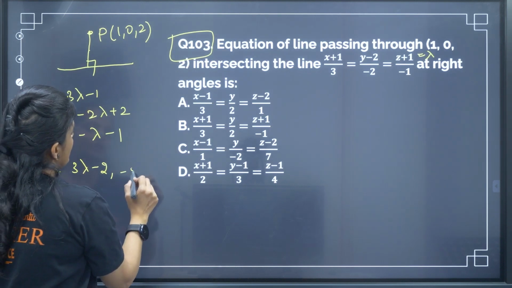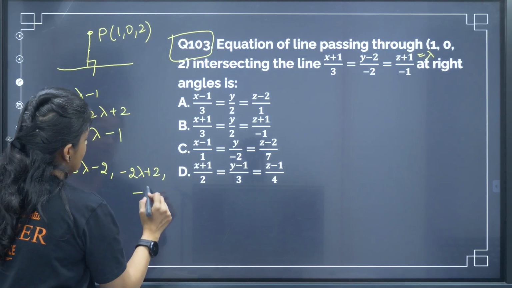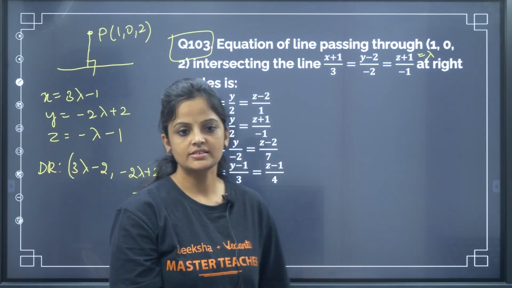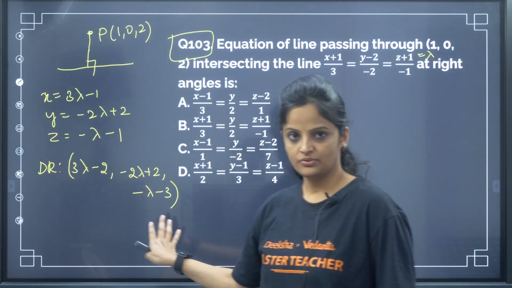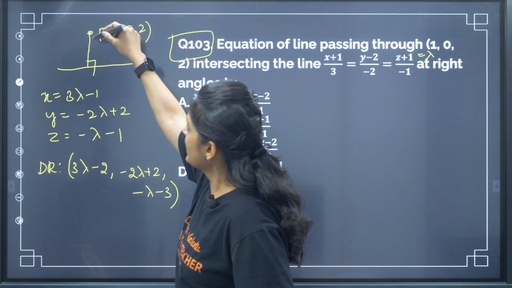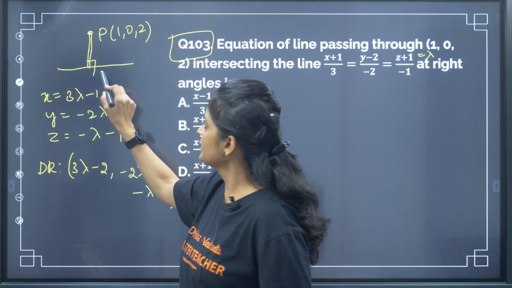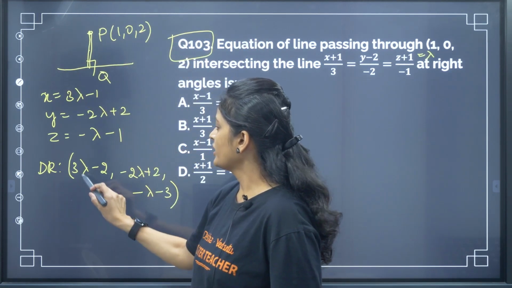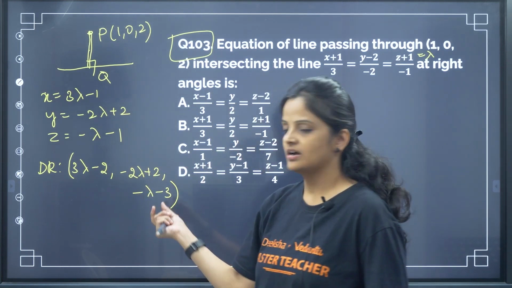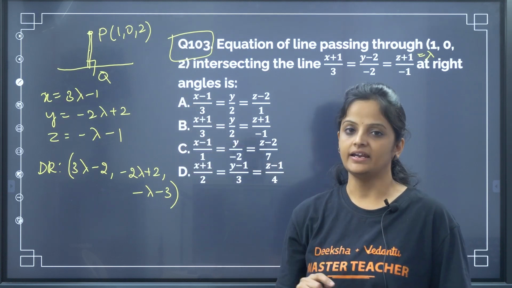Minus 2, minus 2 lambda plus 2, no change in that, and here we have minus 3 minus lambda minus 3. So these are the three values, right? So that point and this line are perpendicular to one another. Suppose I take this point, which I have written, as Q, this DRs I have written as Q. So PQ is perpendicular to the line.